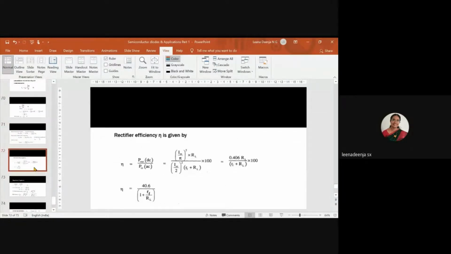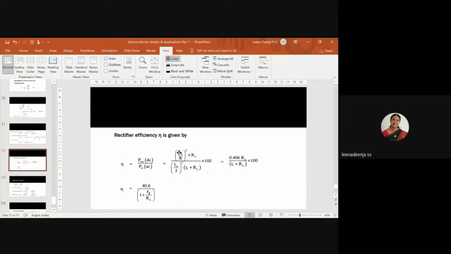Then substituting this, our rectifier efficiency eta is equal to P out DC divided by P in AC. P out we get as (Im by pi) the whole square into RL, divided by (Im by 2) the whole square into (RF plus RL). In terms of percentage, we calculate this by multiplying it with 100.